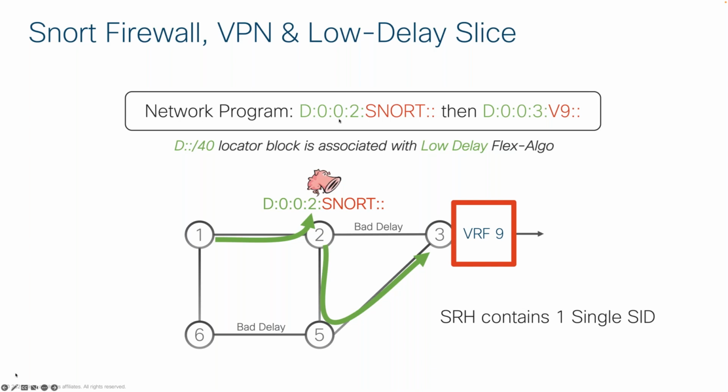So we could build a network program of D02, whatever the Snort SID is, maybe it's 100, maybe it's 30, and then have the next SID in the segment list of that packet be D03V9, right? So we can implement a network function in our network just by adding it into our segment list, okay, without any VLANs or anything like that. And we can also have it go over a particular algorithm to make sure it receives a certain treatment as it's getting that function executed. In this case, we've got two SIDs. We've got the Snort SID and we've got the VPN SID that's pushed onto the packet.